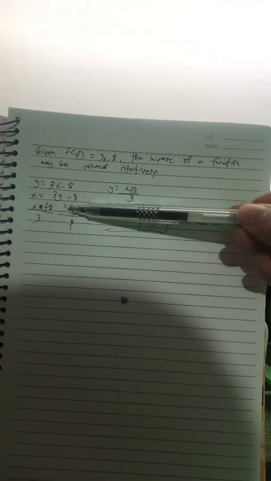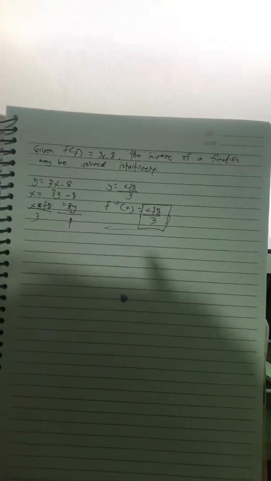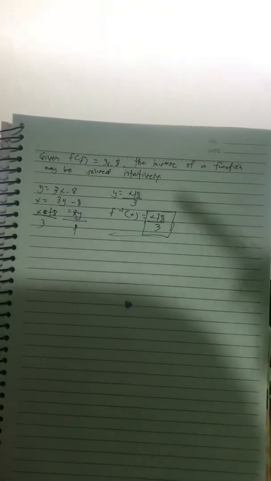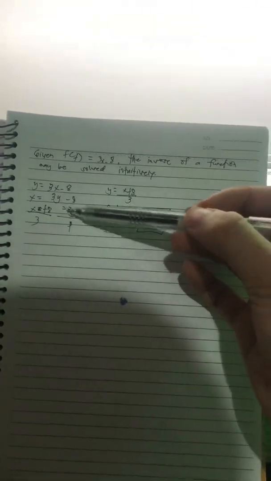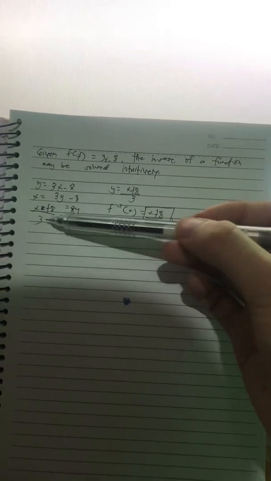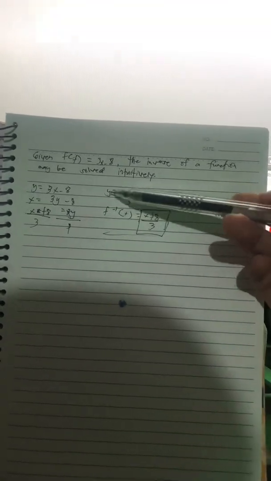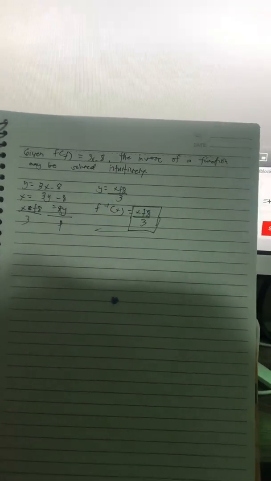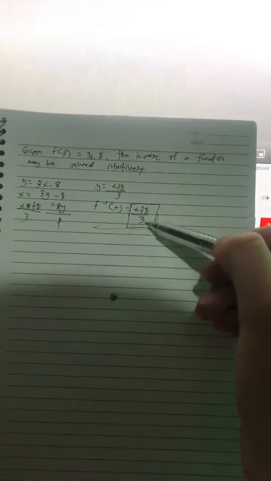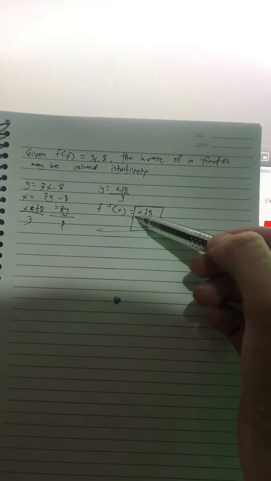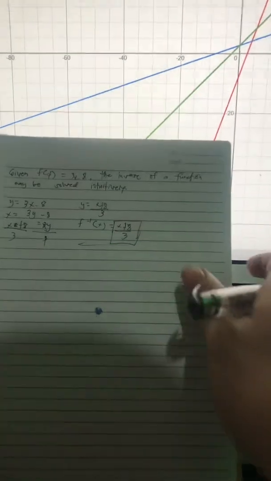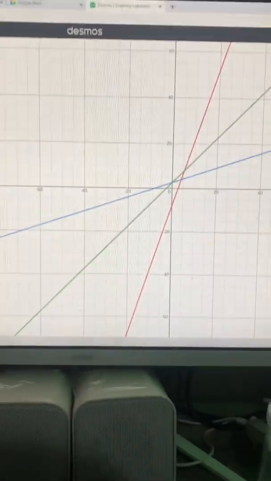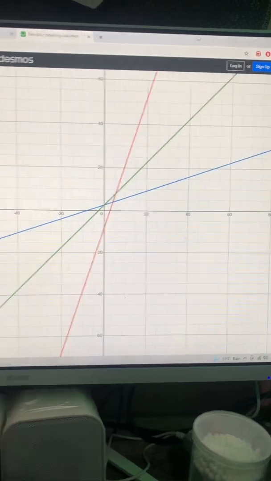This one I divide by 3, and to isolate the y, we cancel the 3 here, and it will become y is equal to x plus 8 divided by 3, and the inverse function is this one, x plus 8 divided by 3. And this is my graphing, they are inverses of each other, this one.